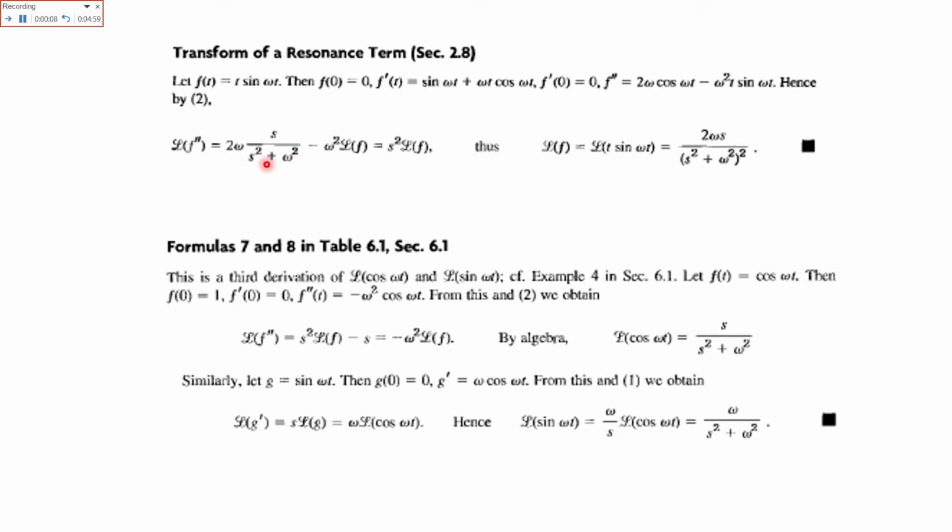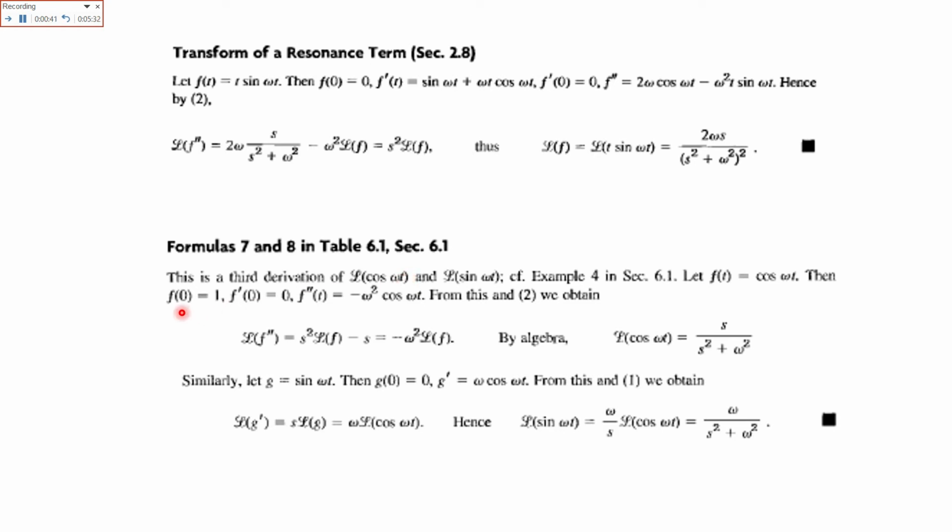Hence we have the final relation, which is equal to s square Laplace of f when you have solved this equation. Now s square comes as it is, we have to take the Laplace of f. Here we have to take the Laplace of t sin omega t, which is equal to 2 omega s over s square plus omega square, squared. So that is basically the solution of this numerical.